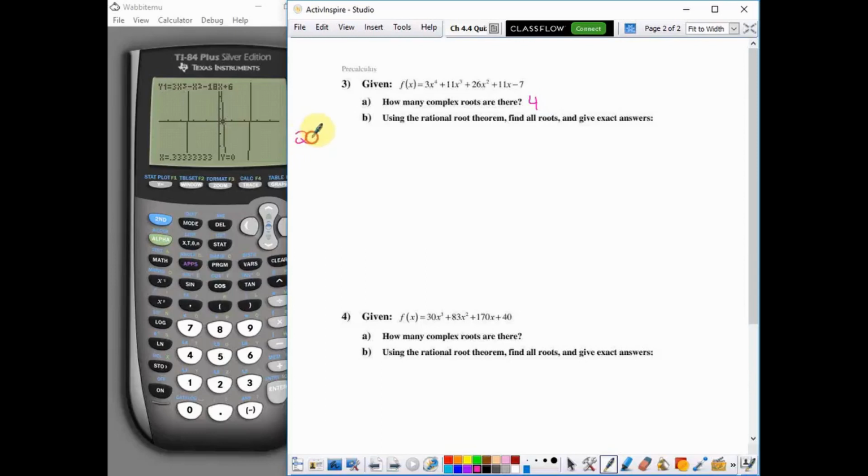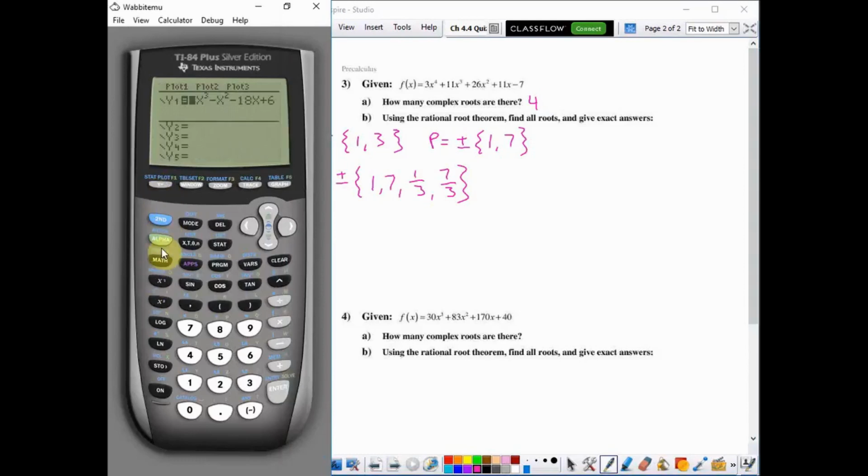Okay, so we'll start with Q, plus or minus all the factors of 3, 1 and 3. P, plus or minus the factors of 7, 1 and 7. So we're going to have a pretty short list here. P over Q is plus or minus the P's over 1. So that's 1 over 1 and 7 over 1. Then the P's over 3, so that's 1 over 3 and 7 over 3. Okay, now I'll go to my calculator.